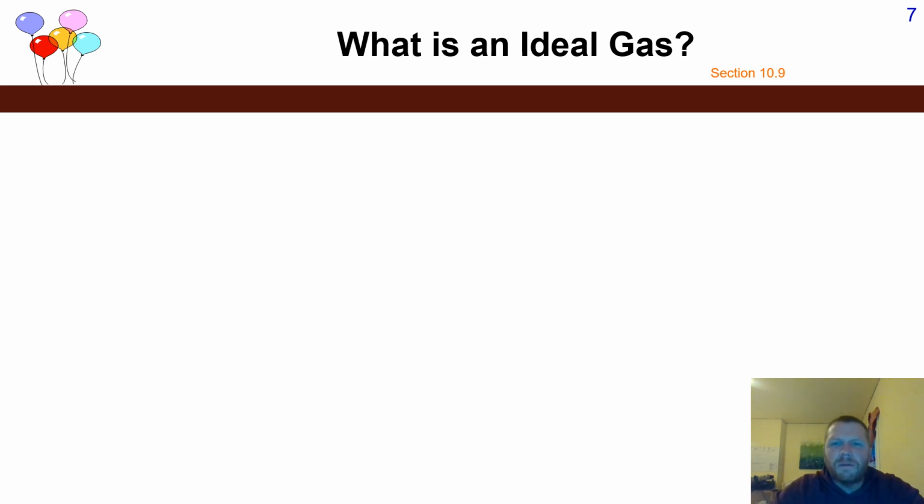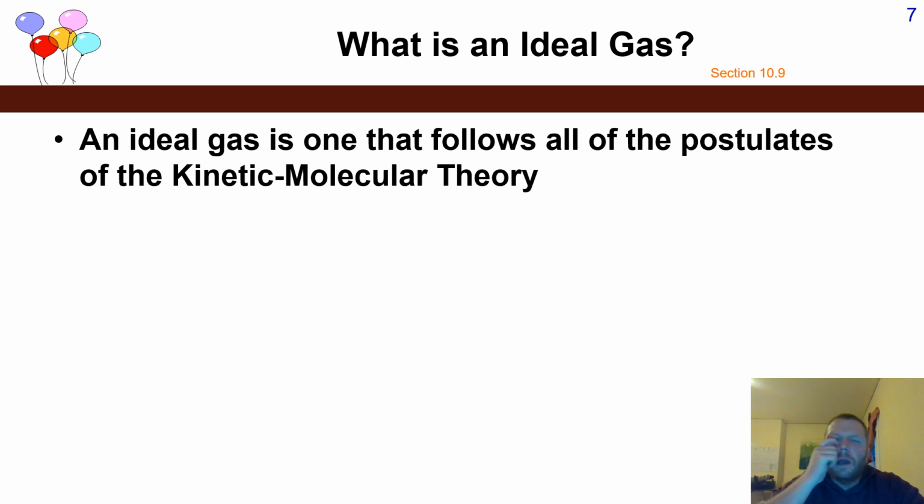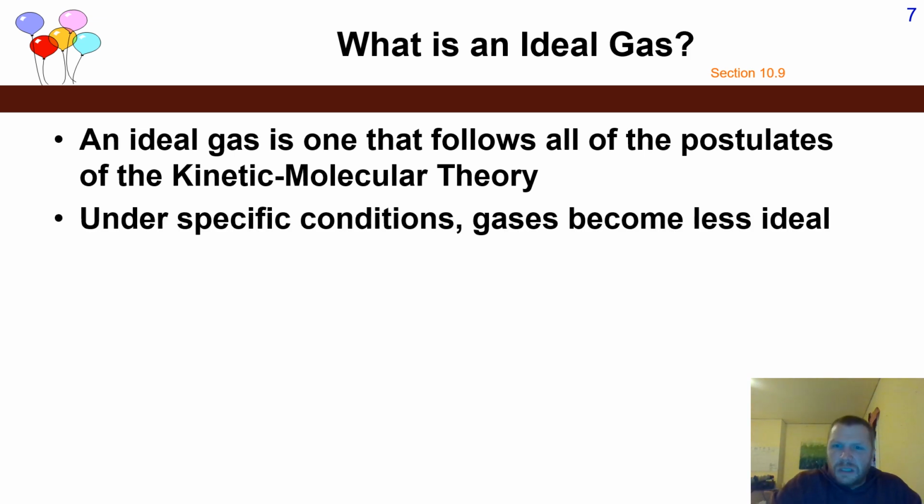Now, this brings up the last thing, and that is, what is an ideal gas? An ideal gas is one in which all of the postulates of the kinetic molecular theory are followed. So in terms of energy transfer between different molecules and the space occupied by the molecules or the individual atoms of a gas. Under specific conditions, however, gases become less ideal. That means they do not follow that kinetic molecular theory quite as to the T.